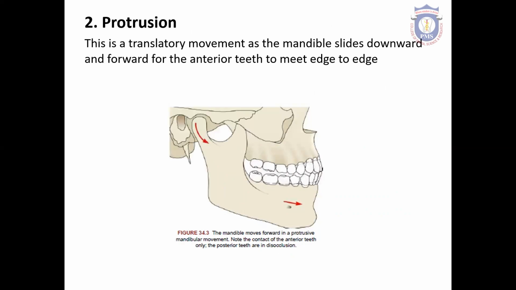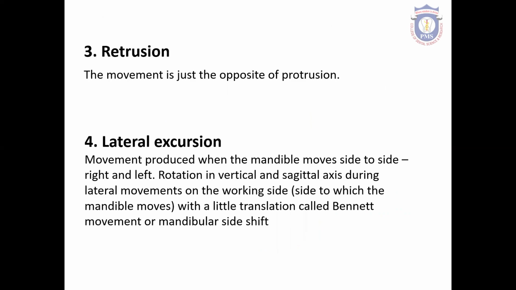Protrusion. This is a translatory movement as the mandible slides downward and forward for the anterior teeth to meet edge to edge. Retrusion. The movement is just opposite of protrusion. Lateral excursion. Movement produced when the mandible moves side to side, that is right and left. Rotation in vertical and sagittal axis during lateral movements on the working side with a little translation called the Bennett movement or mandibular side shift.